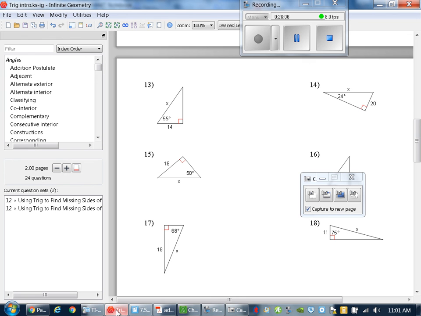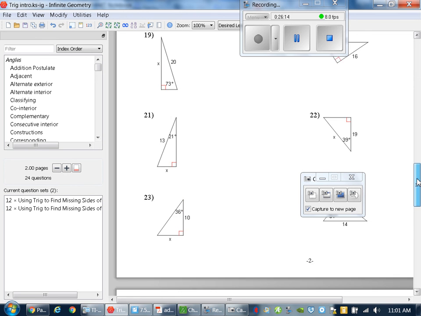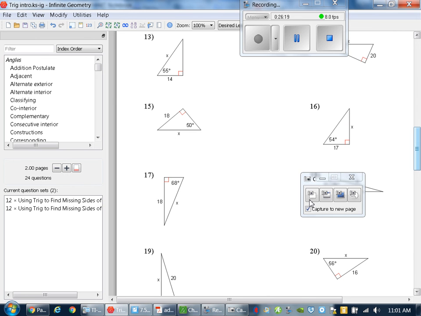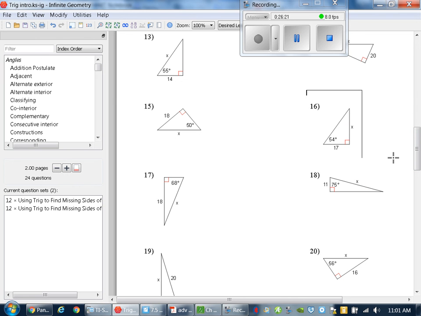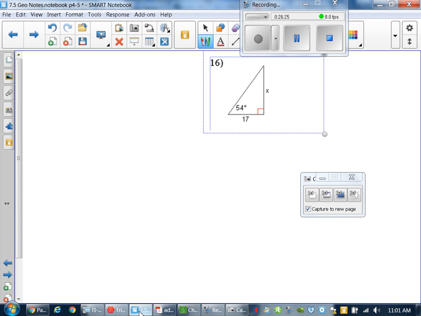All right. Let's see which one that is. So many of these are sine. I didn't realize there were that many sine words. 16. What one do you guys use for 16? Case 1, good. So this is a case 1. Variable's up on the top, so it's case 1.